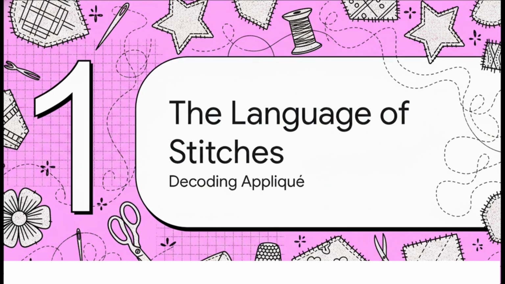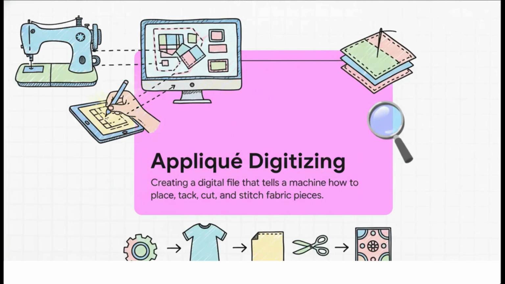And look, this is way more than just sewing a patch on a jacket. It's a precise language with a very specific set of rules. And if you don't learn that language, you're heading for a complete disaster. So what is applique digitizing really? At its heart, it's about writing instructions for a robot. It's the bridge between your creative idea and the final physical thing.